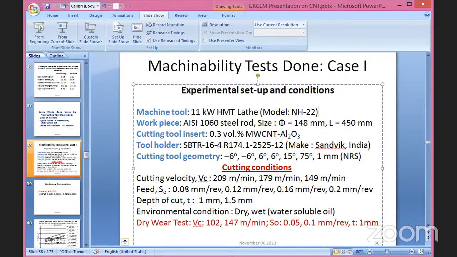So these are the tool geometry, and the cutting speed was varied from 149 meters per minute to 209 meters per minute. Feed was varied from 0.08 to 0.2 millimeters per revolution. So 0.08 you can consider as a finishing feed, and 0.2 is a roughing feed. Depth of cut considered was 1 millimeter and 1.5 millimeter. We have tried dry condition as well as water soluble oil based wet condition. And a dry-wet test also was there with 102 meters per minute and 147 meters per minute at 2 feeds, and depth of cut 1 millimeter was kept constant.